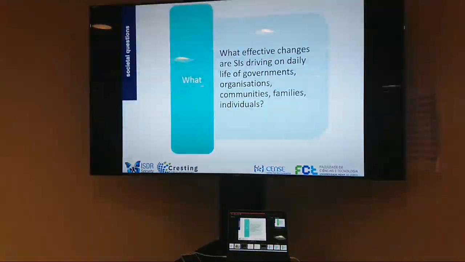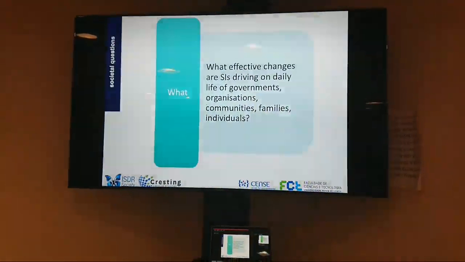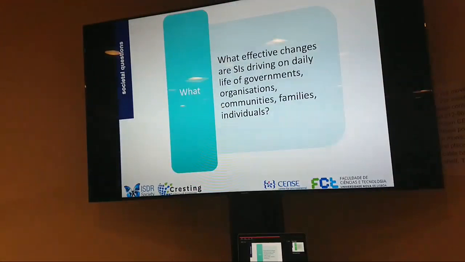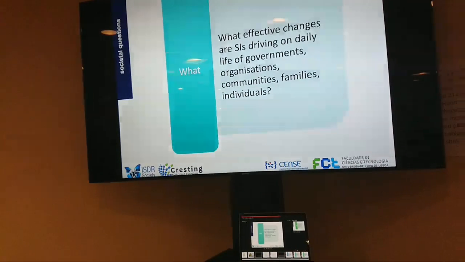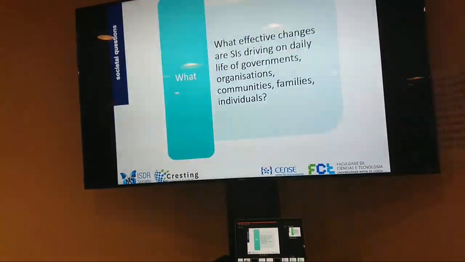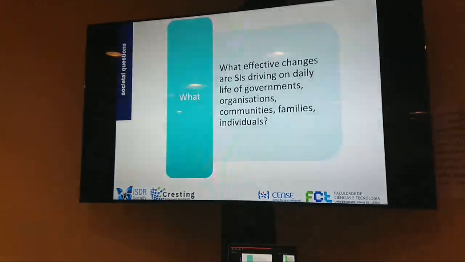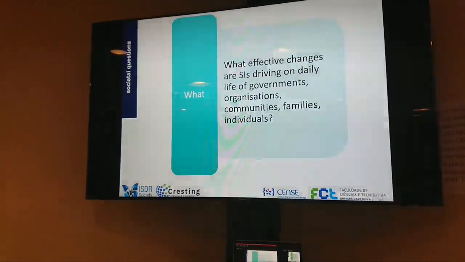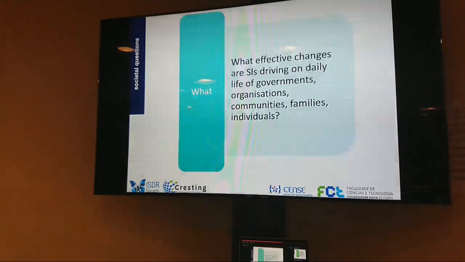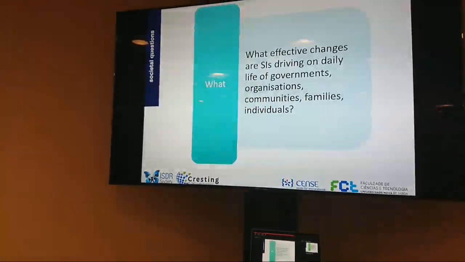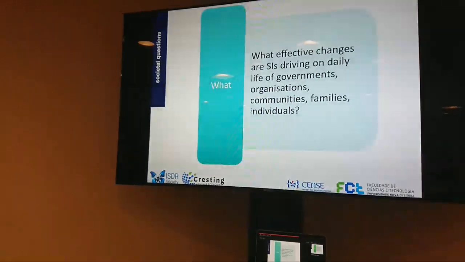So, another question could be, what effective changes are sustainable development indicators driving on the daily life of governments, organizations like the UN, communities, families, or individuals? We still don't know, because the majority of the indicators and the sets of indicators are in the documents, in the scientific papers and books and so on, and in the end we don't know who is using this.